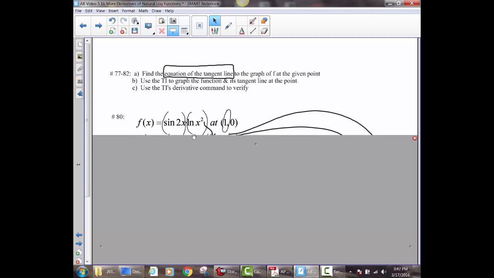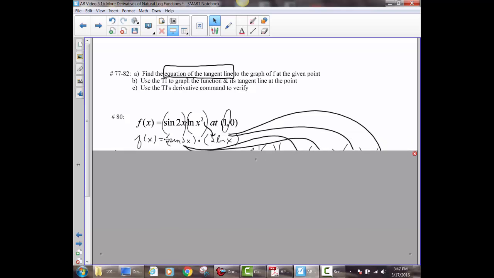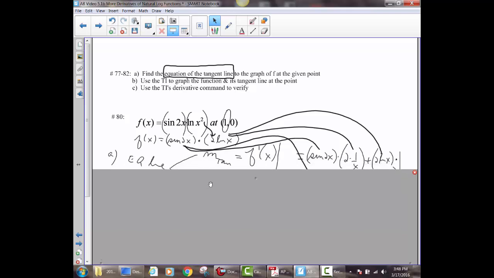Okay, so this is number 80. f of x equals sine 2x times ln of x squared, and you want to find the equation of the tangent line to that graph at that point. Nobody's asking you to graph this function, thank the Lord. Okay, so we obviously have a product rule going on here. I'm actually going to put them in parentheses so you can see that.